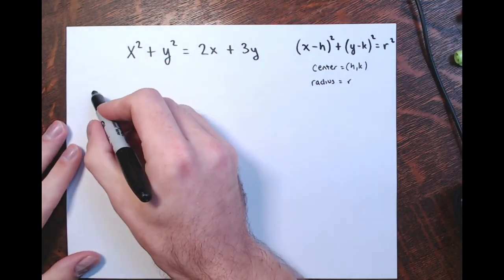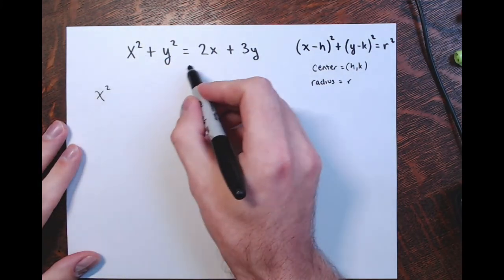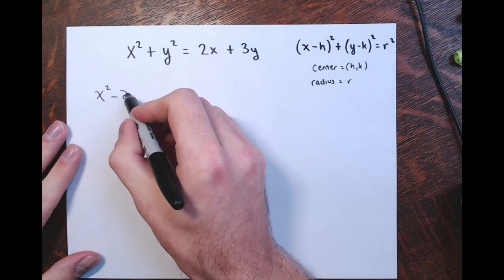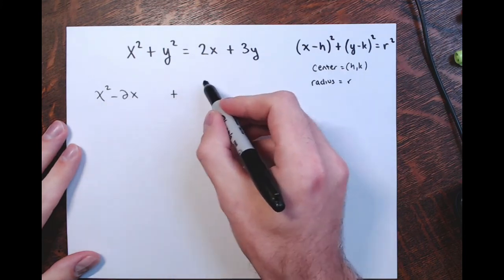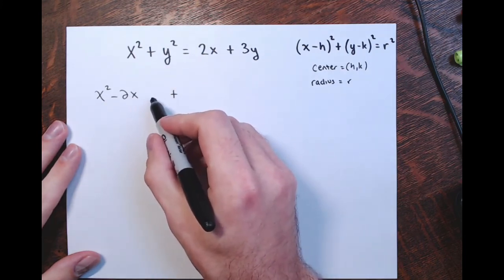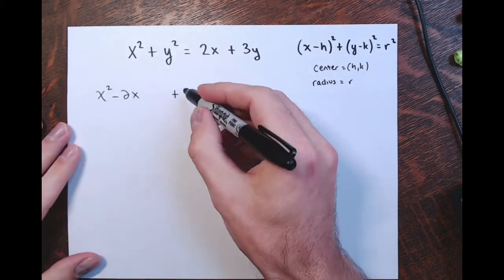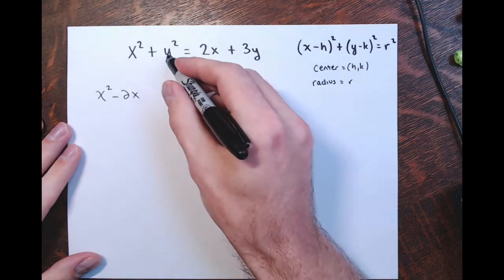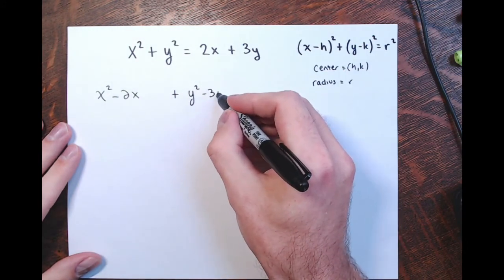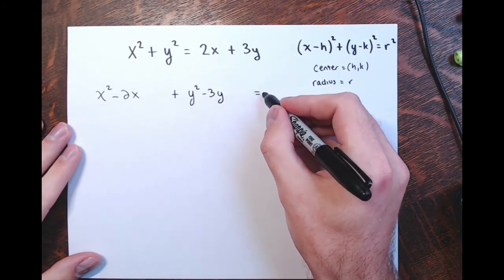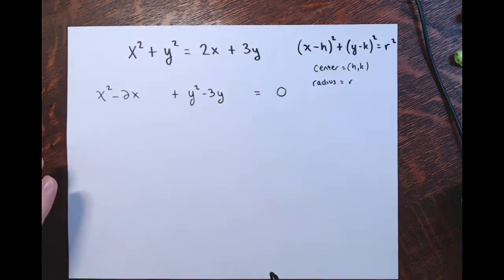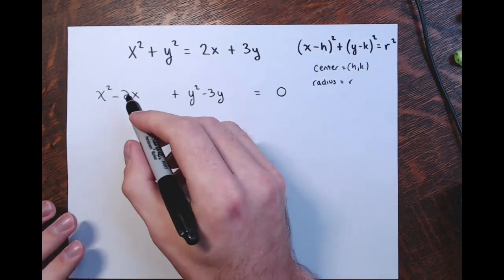So watch this. If I take everything to one side, x squared minus 2x, and then I'm leaving some space here because I'm going to be completing the square. Hopefully that rings a bell too. Then we have plus y squared minus 3y, and then I have equals 0 on the other side. And then I'm going to complete the square.